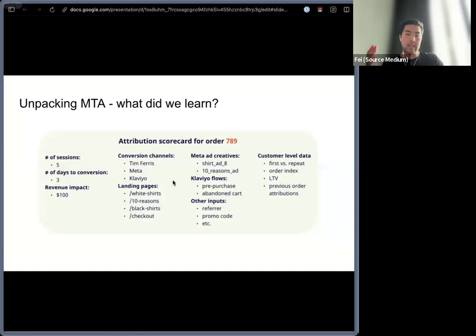But what's cool is that now that you've linked it to an actual customer, you have all of the customer level data, right? So are they a first or a repeat purchaser? If they're a repeat purchaser, is this their first, second, third, fifth order? What is their LTV, right? What are their previous order attributions, you know? So now you really truly have this holistic picture of how this customer actually got to know you.